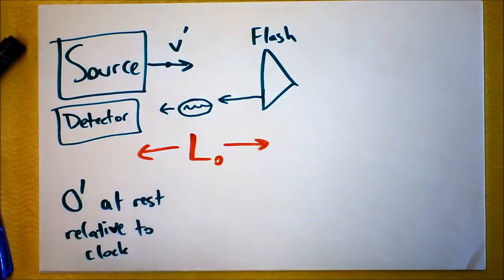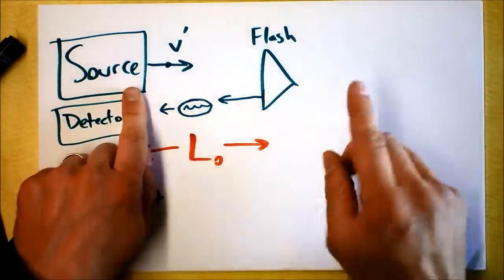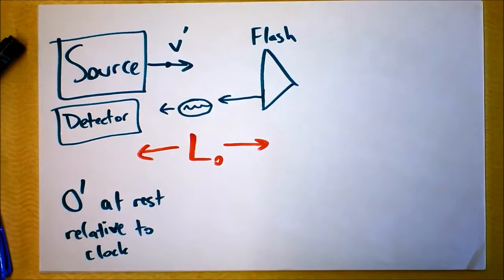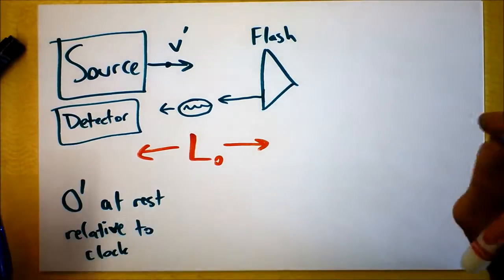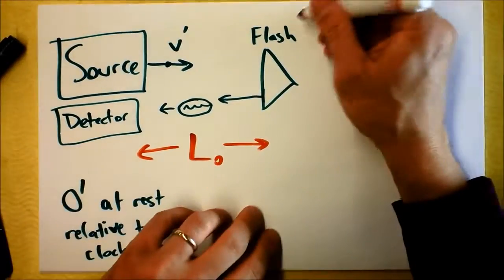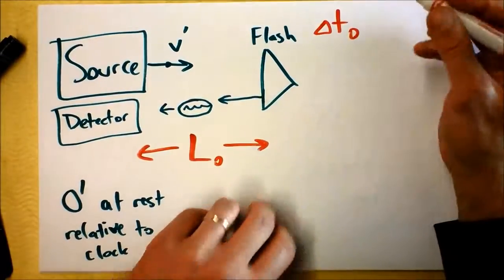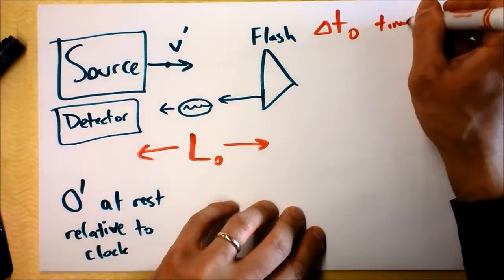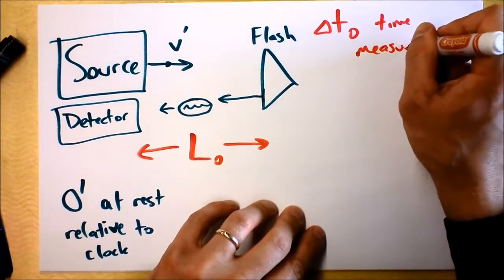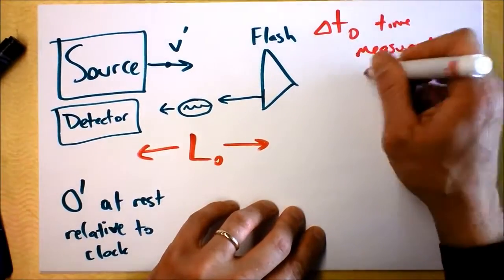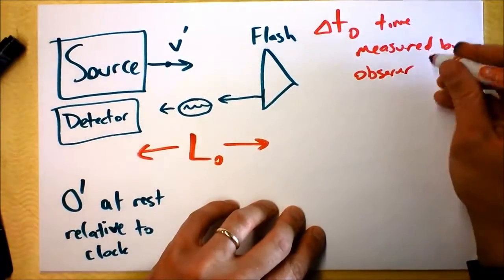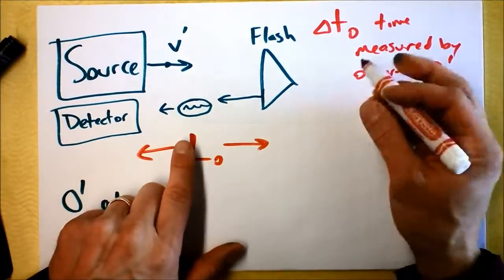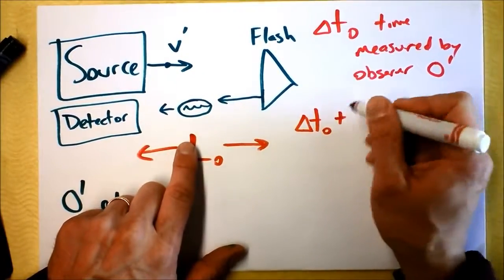Now, this L naught is the proper length between the source and the flash, and it's the proper length between the detector and the flash. This is all assumed to be horizontal, and it's the proper length because that's the longest length that anyone will see. So I'm going to call this time delta T naught, which is the time between ticks measured by O prime. This is the time measured by this observer, observer O prime, who's at rest relative to the detector, and is going to find delta T naught to be the sum of 2 times.